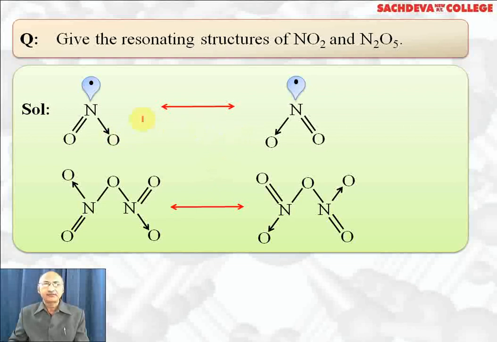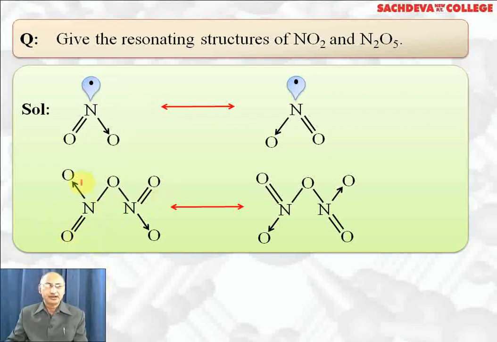And why NO2 forms dimer? Because it has unpaired electrons. That's why these nitrogen will form a bond to form dimer. And NO2 is brown in color due to presence of this odd electron. It absorbs light from visible region and radiate brown color. Whereas N2O4 is colorless because that is diamagnetic and does not have unpaired electrons.